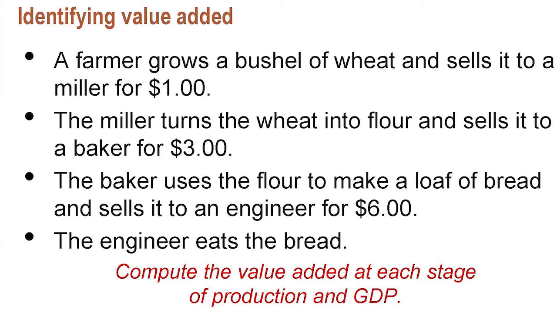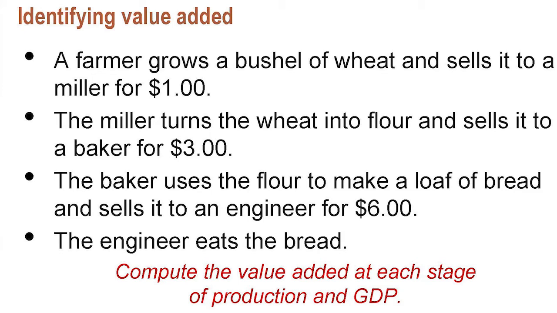However, the engineer who paid the $6 to the baker gives the baker the money, and the baker takes $3 of that and pays it to the miller. So the baker's value added is $3. The miller takes that $3 and gives $1 of it to the farmer. The miller gets to keep $2 of it. That is the miller's value added, $2.